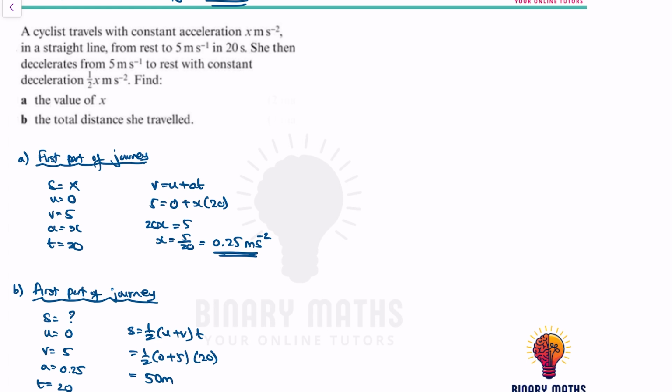The second part of the journey, S, U, V, A, and T. So first thing is we're trying to find S. U is 5 because she starts from 5 and then goes to 0. And the deceleration is half of x, which is half of 0.25, which is equal to negative, because it's decelerating, negative 0.125. And we need to find time. We don't know time as well. So the first thing we need to do is find time.